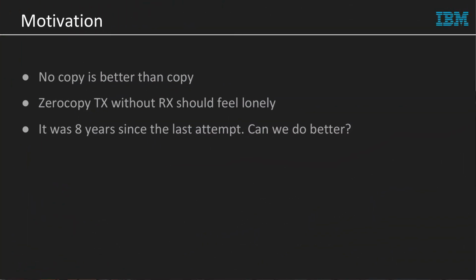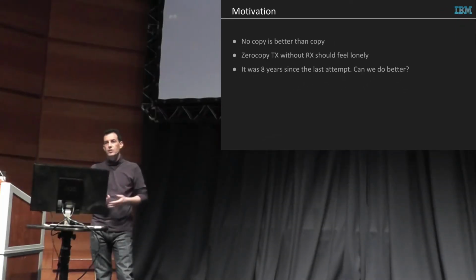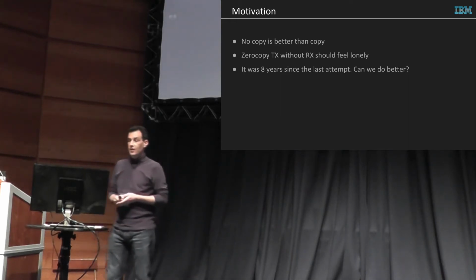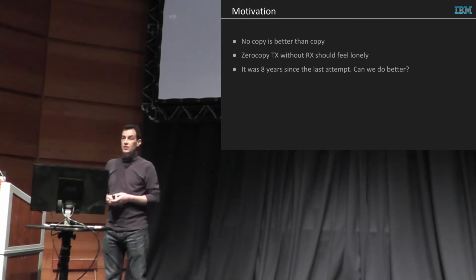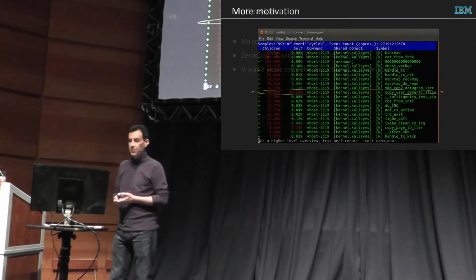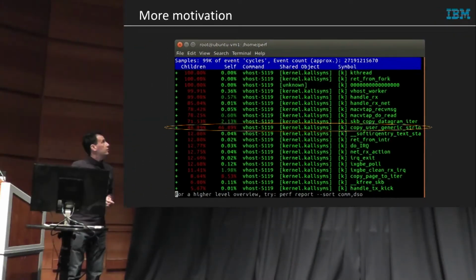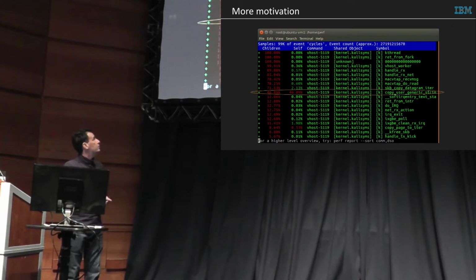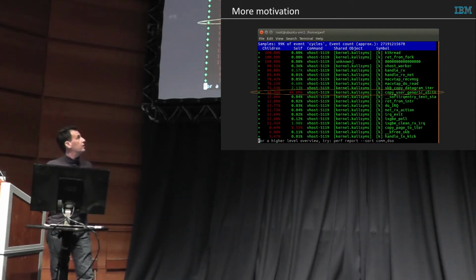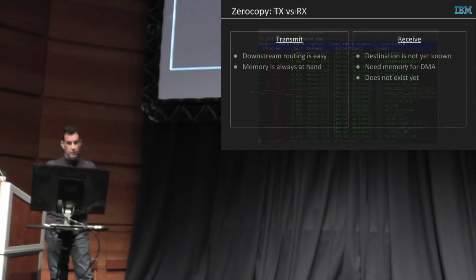The motivation behind the whole project was obviously, if you can skip copying, it's better. Since TX is already implemented, probably we can do RX to make the picture symmetric and complete. And to be more serious, when you run perf on a vhost process, you see that 46% of the time with large packet traffic is coming from copy_user_generic_string, which is quite a bottleneck. And we hoped to resolve it.